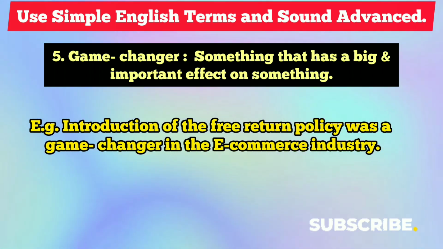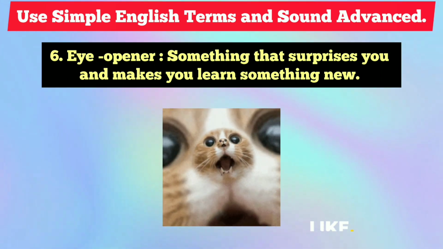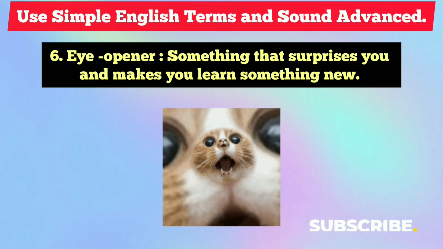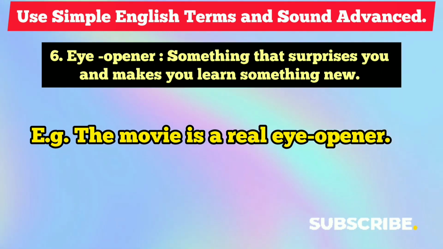Up next, we will dive into the next word, that is eye opener. Let me repeat, eye opener, another very simple term, but you can use it to sound quite advanced. Eye opener here means something that surprises you and makes you learn something new. That's called eye opener. So let me show you how to use it. The movie is a real eye opener. Movie gives something surprising and makes us learn something new. So that's why the movie is a real eye opener. So like this way you can use it and sound quite advanced.